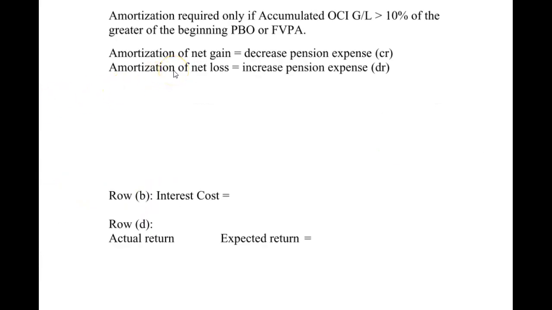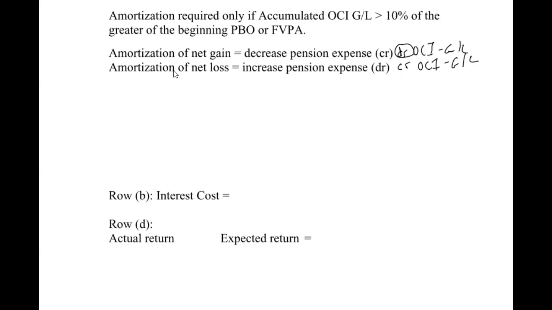If we're amortizing a gain, meaning we had too much of a gain, we're going to decrease pension expense with a credit, and then we're going to debit the OCI gain or loss. Once again, amortization is reducing the balance. So if we have too much of a gain, we have too large of a credit balance. That means we're going to have to debit that column, and then vice versa if we have too much of a loss. The way to calculate that is I'm going to do that right here.